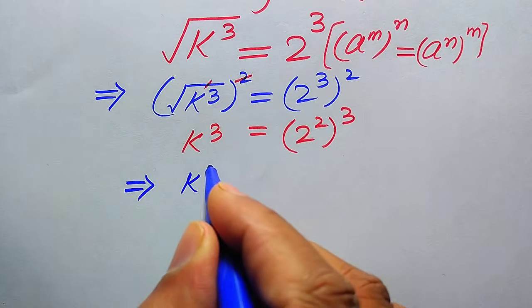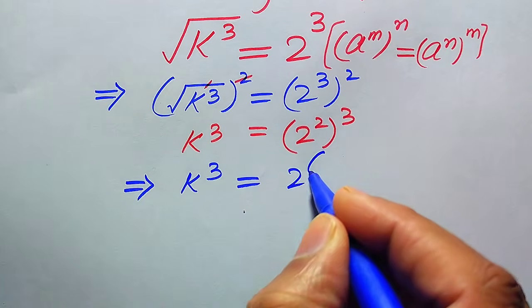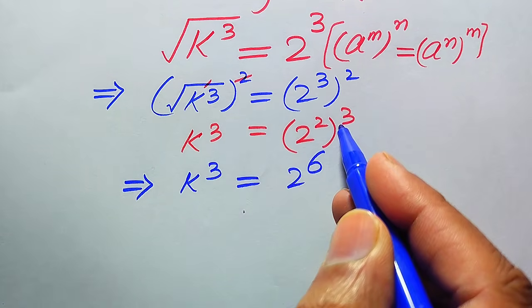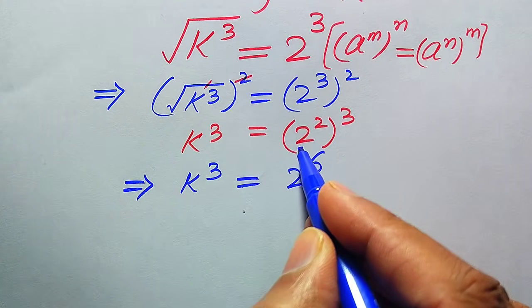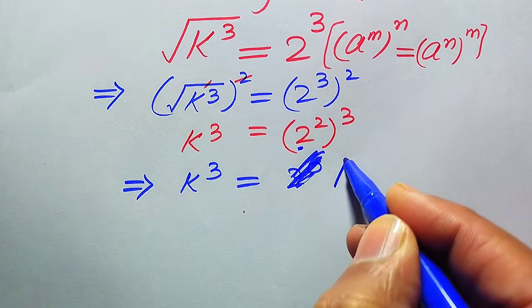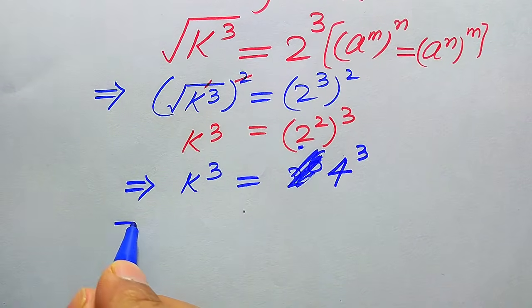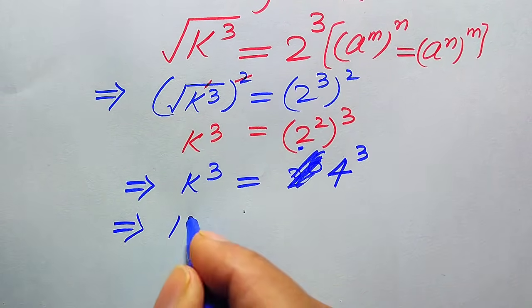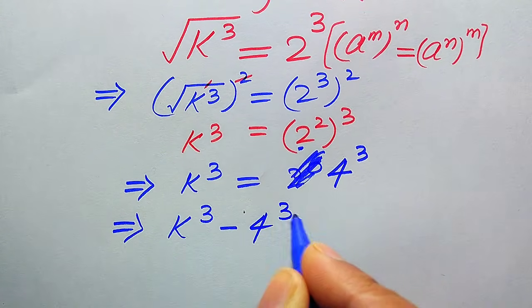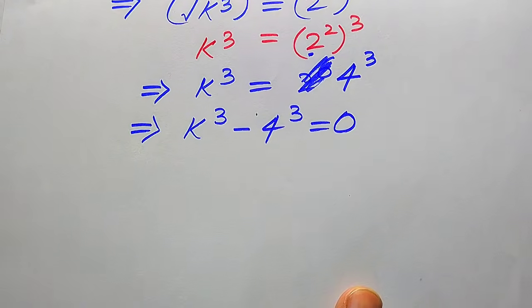Further in the next step we need more simplifications on the right hand side. So we have k cubed equals, we cannot multiply 2 times 3 to get 6 here. We just need to open this 2 squared, and we know that 2 squared becomes 4 and its whole cubed. Further in the next step we move the term from the right hand side to the left hand side, and it becomes k cubed minus 4 cubed, and this whole equation equals 0.